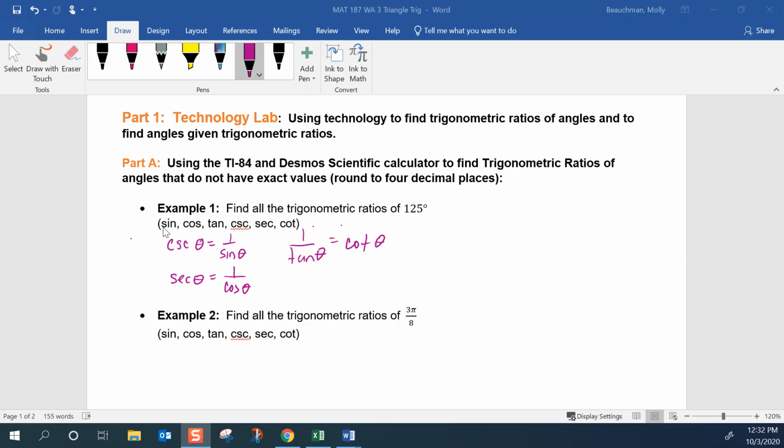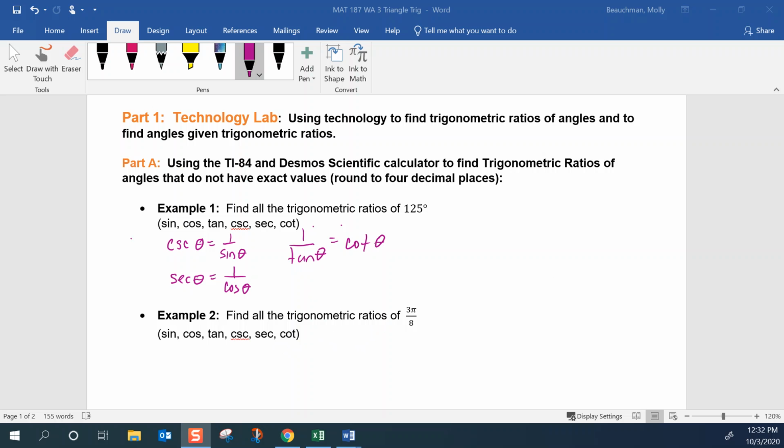So when we do this, the calculator will have the sine, the cosine, and the tangent functions, but it won't have separate cosecant, secant, and cotangent functions. So you have to use the inverse relationship that the cosecant is 1 divided by the sine, the secant is 1 divided by the cosine, and the cotangent is 1 divided by the tangent. So that will be the same whether in degree or radian measure.